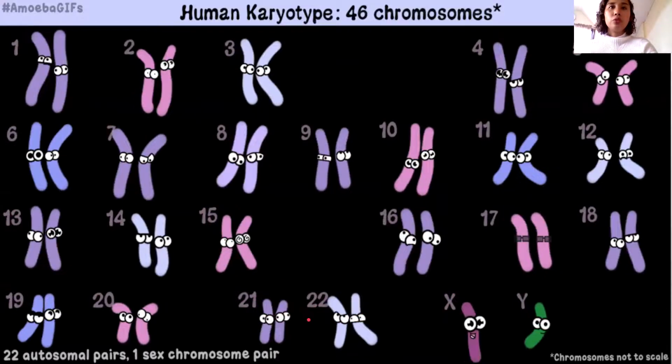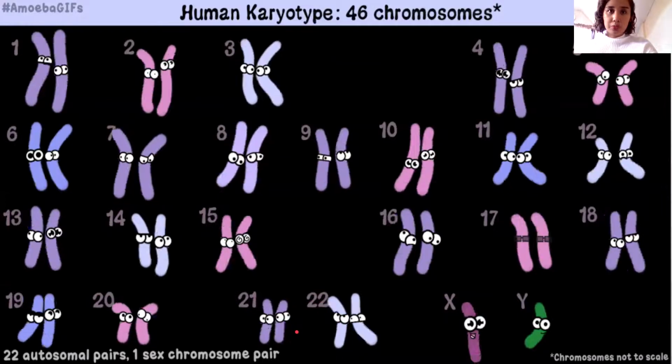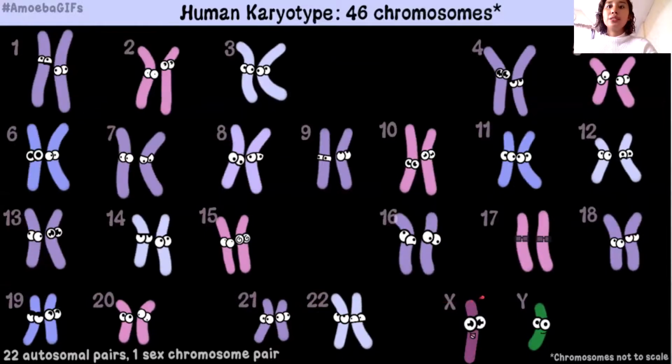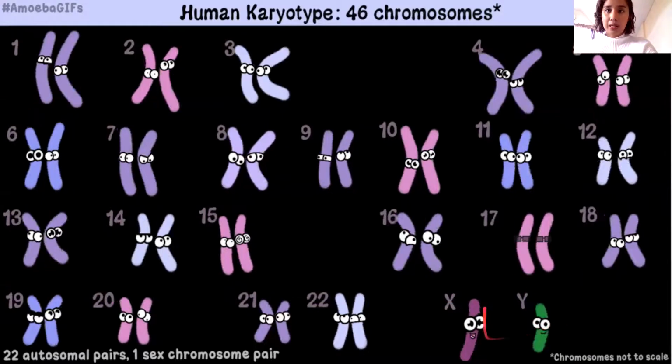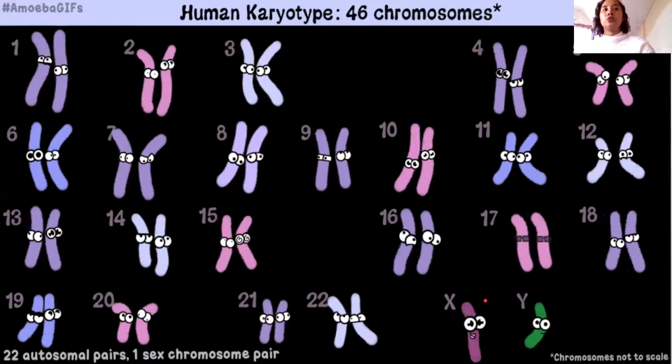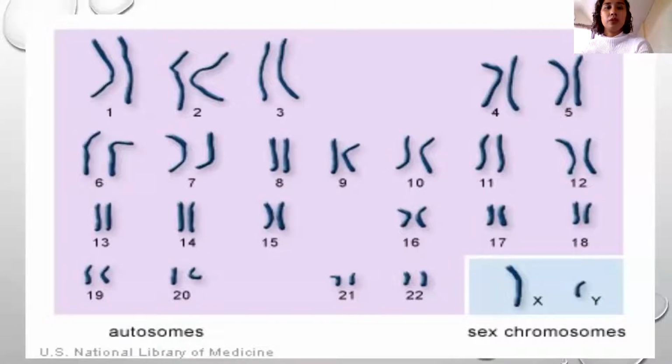Okay. So lahat ng 1 to 22, guys, these are your autosomal chromosomes. Okay. And 1 sex chromosome. Okay. So XY kung lalaki, XX kung babae. So we have 46 chromosomes in a cell. Okay. So autosomes and sex chromosomes.